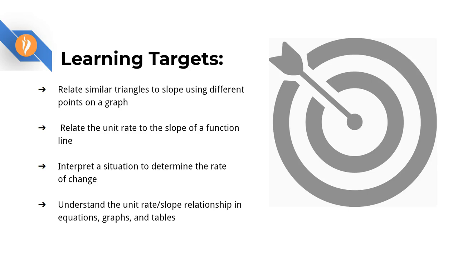You and I are going to work to tackle the following learning targets, or goals, in this video. The learning targets we're going to focus on are to relate similar triangles to slope using different points on a graph. We're going to relate the unit rate to the slope of a function line. We're going to interpret a situation to determine the rate of change. We're going to understand the unit rate slope relationship in equations, graphs, and tables. Again, remember, don't be afraid to pause the video if you need a minute or two to think. Just make sure you come back when you're ready and finish the lesson.